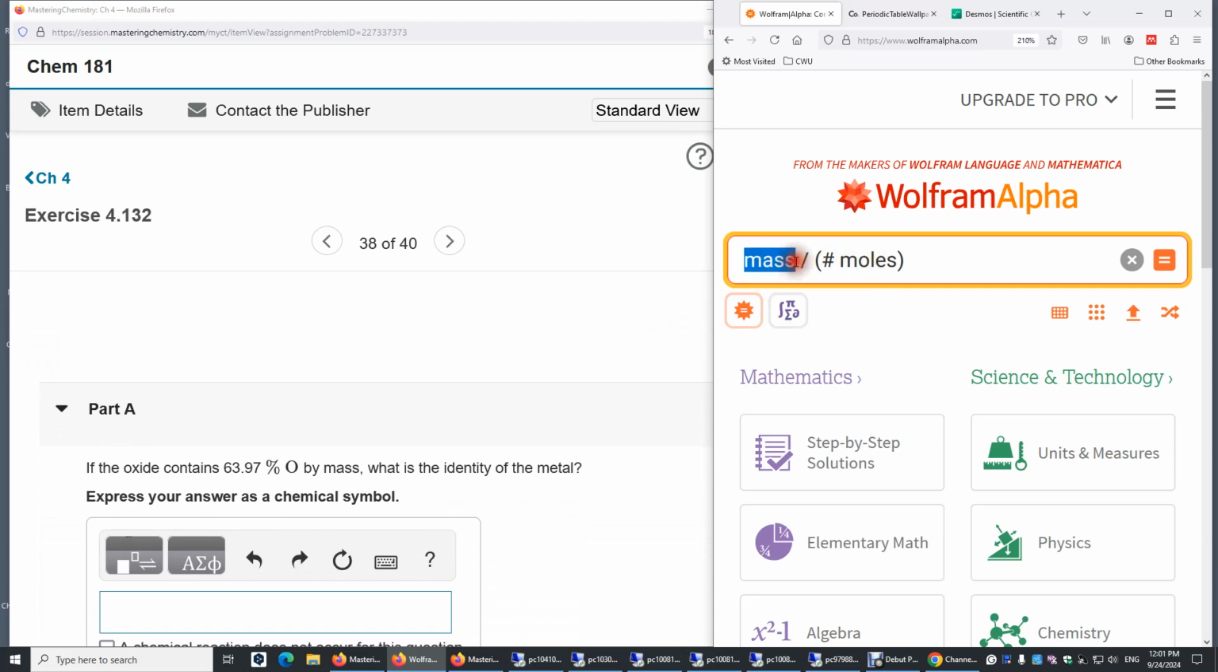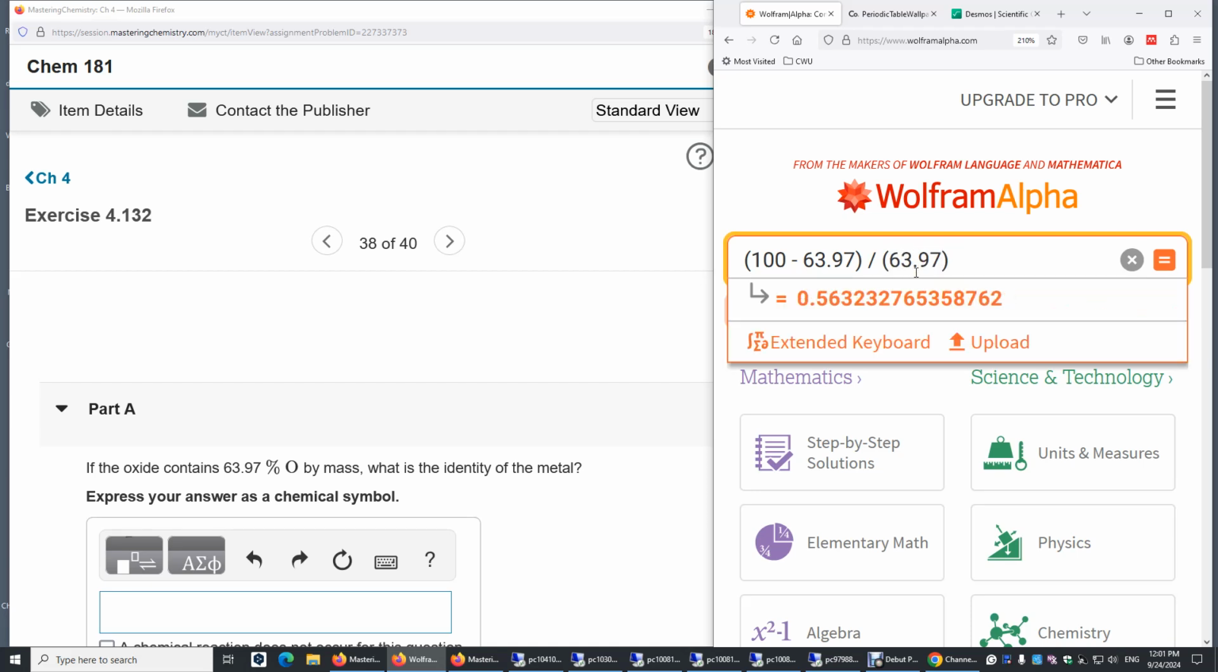What's the mass of the metal? Well, 100 grams in total, and the oxygen is 63.97. Now we have the mass of the metal on top. What about the number of moles? Again, we'll just use the number of moles of oxygen. Here we have this much oxygen in grams, and then divided by its molar mass.